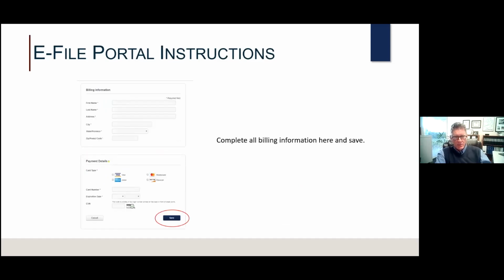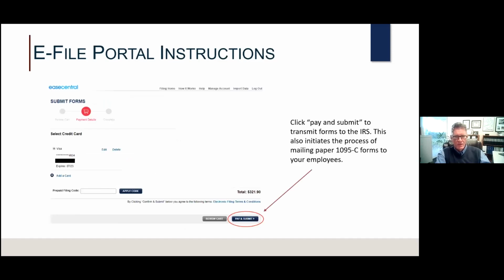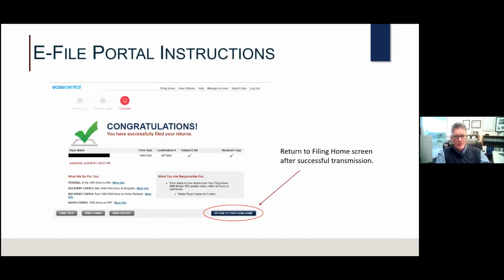Give it the billing and credit card information. Click Save. The next screen is Pay and Submit. Once you click Pay and Submit, you are now transmitting to the IRS. You will ideally get this: congratulations, you have submitted your forms. You have now completed your ACA requirement. Don't stop here though, please don't stop here.